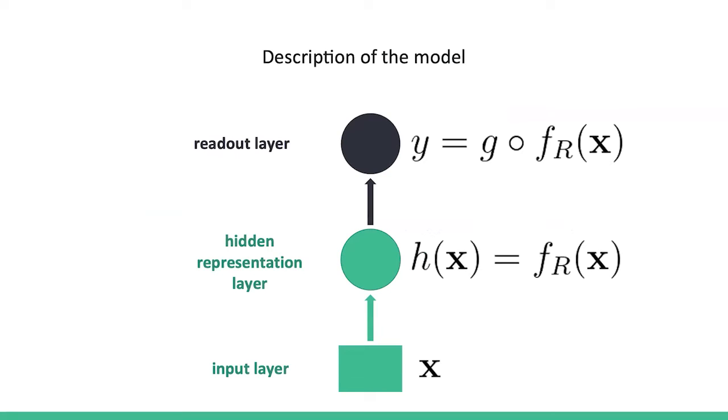A description of the model can be given broadly, let's say, from the perspective of randomization in deep neural networks. In this slide, we can see that our system computes the information by modifying the input through a hidden representation layer that computes a representation function fr of the input. This is followed by a readout function g. The output overall is a composition of the output function and a representation function. The crucial point is that the inner transformation, the representation function, is fixed after initialization, and you only apply learning to the readout layer, the output function.